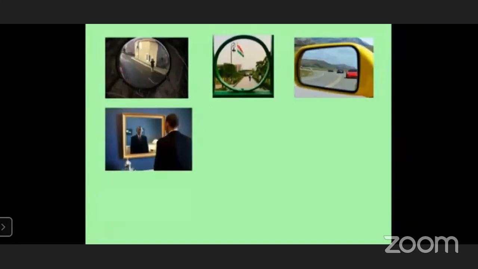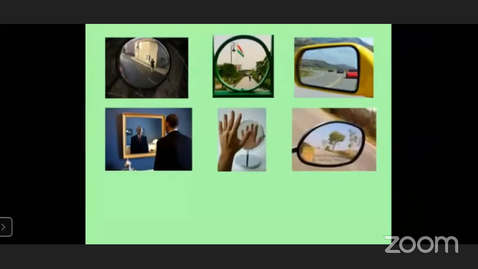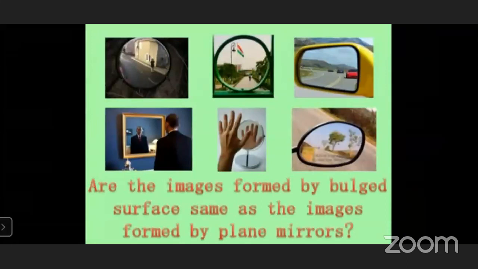We observe the images in different mirrors from top to bottom, and you remember how the images are formed in the mirrors. Are the images formed by a bulged surface the same as the images formed by a plane mirror? Definitely no. Why? Because notice the size of the image compared to the size of the object.